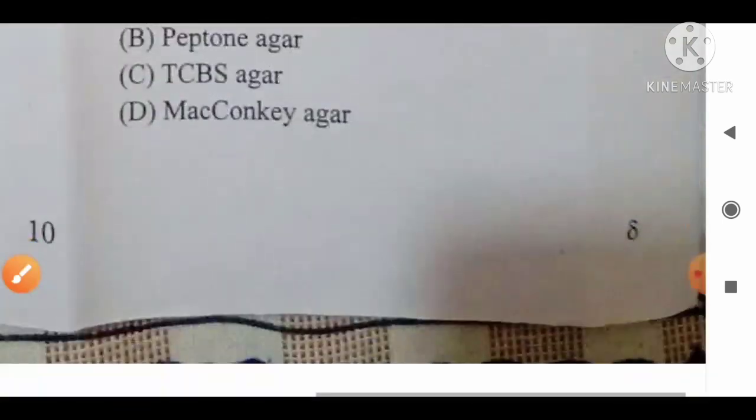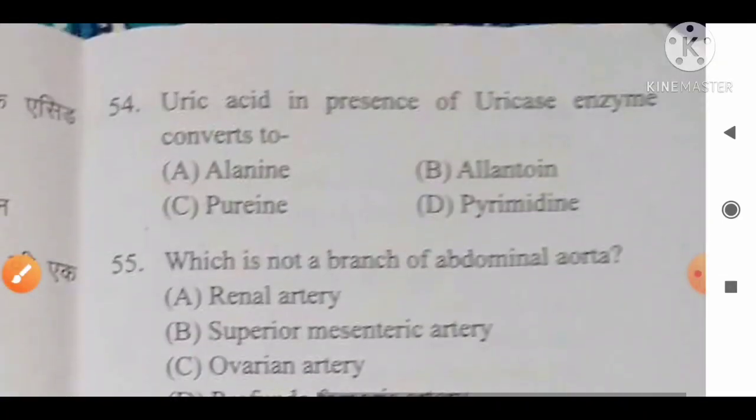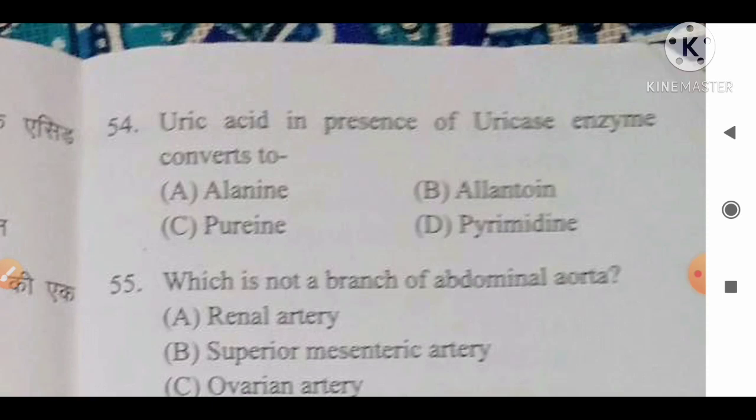Move to the next question, 54. Uric acid in presence of uricase enzyme converts to option A, alanine, B, allantoin, C, purine, D, pyrimidine.